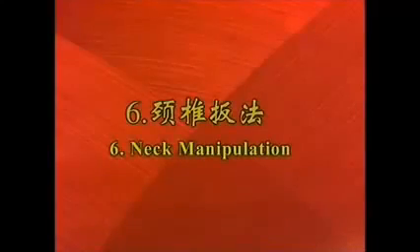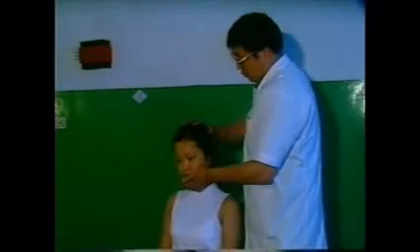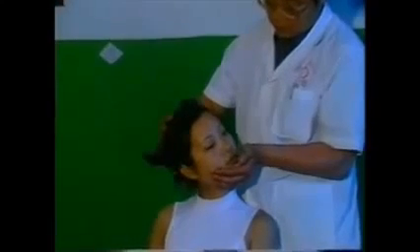6. Neck manipulation. A. Lateral tilt manipulation. Stand behind the patient. After applying the neck rotation technique, turn the neck to one side until you feel resistance. Then apply sudden but controlled manipulation towards the opposite side. This can usually increase the range of motion for rotation by 3 to 5 degrees.